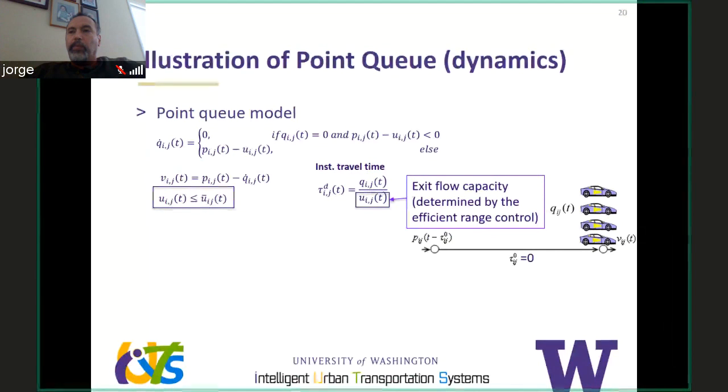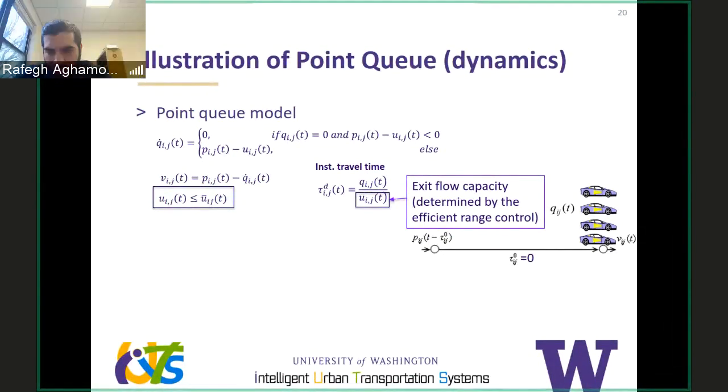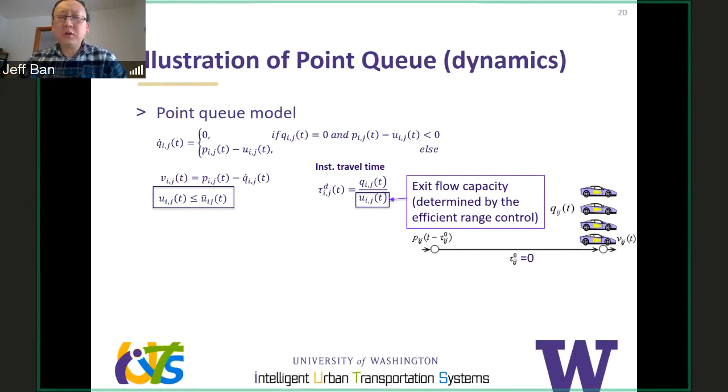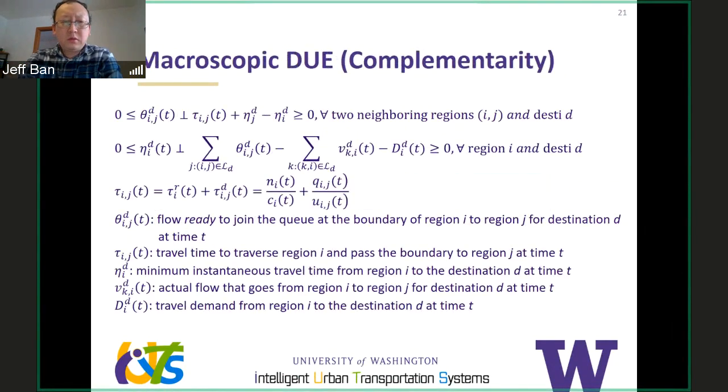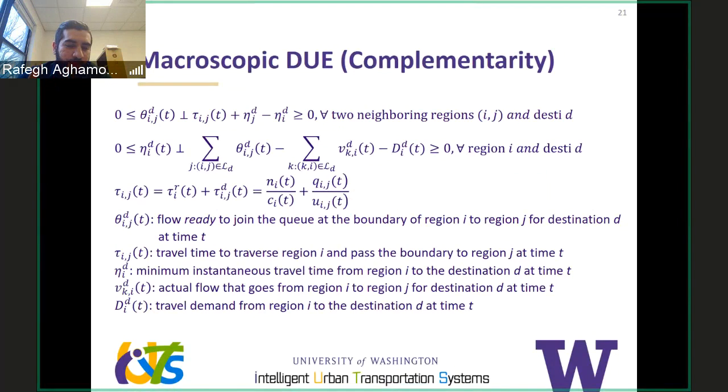And there's another question from Wei Ma. The travel time consists of two parts: travel time in the MFD in the zone and waiting time at the point queue. Yes. I have another question myself. Do you consider any impacts from those buffer zones on the main region?